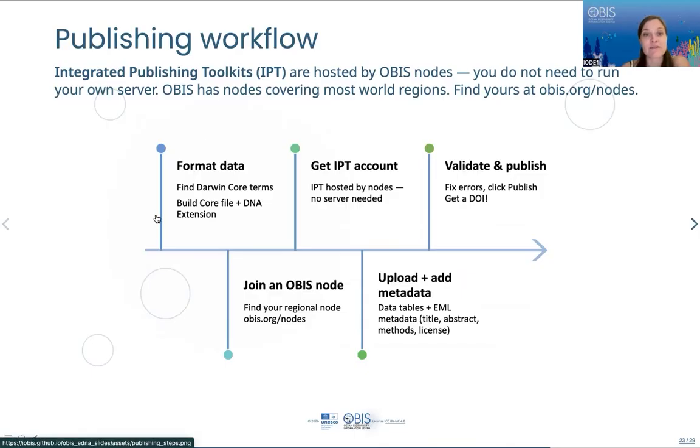So as I said, you format your data, you build your core table plus extension. Well, you first format to long format, then you do the mapping of the terms. You join an OBIS node and their IPT account, so you don't need to get your own account. You upload your data and add metadata, or the node does that for you. You can discuss that with them. And then that is validated and published.